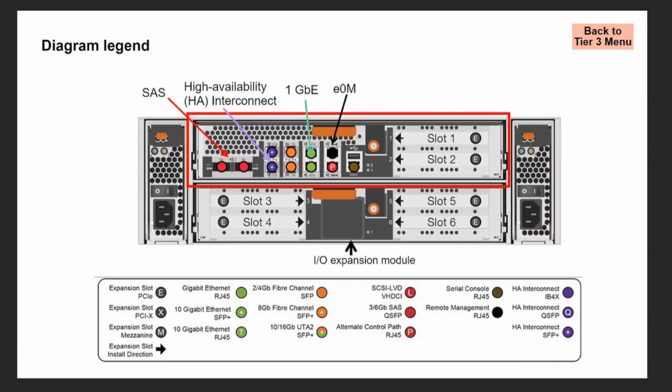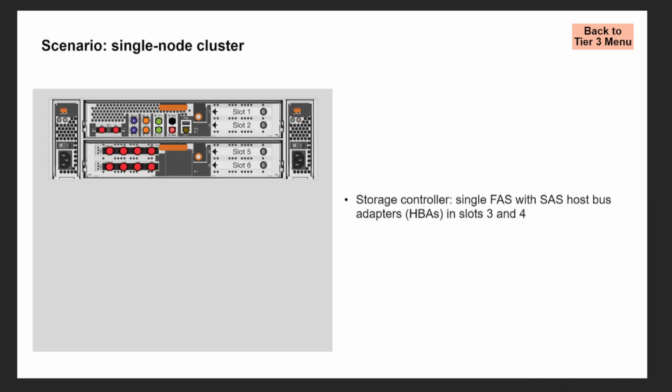This diagram from Hardware Universe depicts a chassis with one storage controller module. Become familiar with the I/O port icons and colors, which are used in most storage controller and cabling diagrams. Making the conceptual leap from diagrams to physical cabling can be difficult.